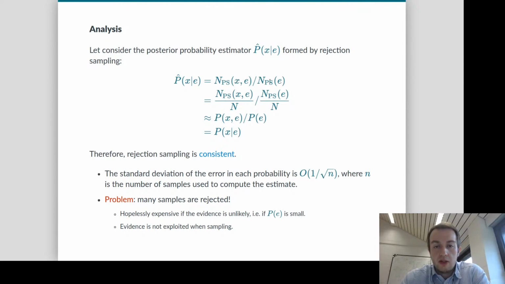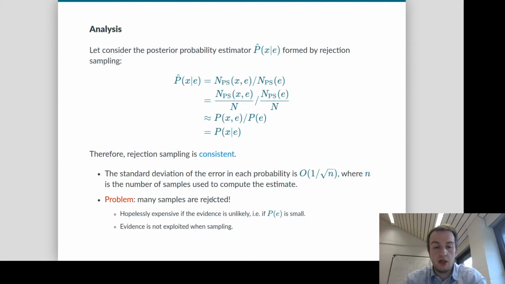Now this numerator and denominator you can both divide by n, the total number of samples that you draw. As n tends to infinity, the numerator will approximate the joint p of x and e, and the denominator will approximate the marginal p of e. And this is just the definition of a conditional probability. So that's why this estimator p hat of x given e, as n tends to infinity, will tend to the probability values that we wanted to compute. Therefore rejection sampling again is consistent.